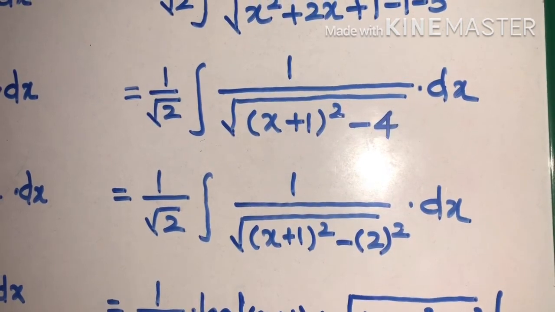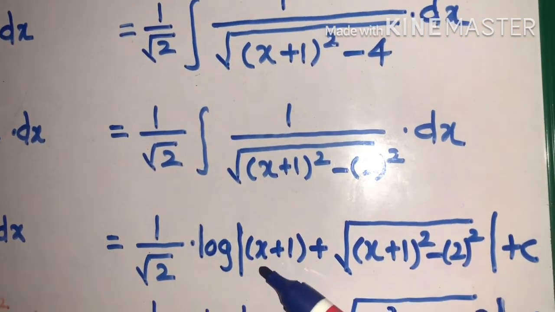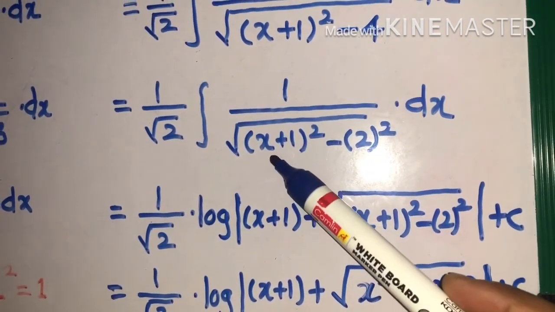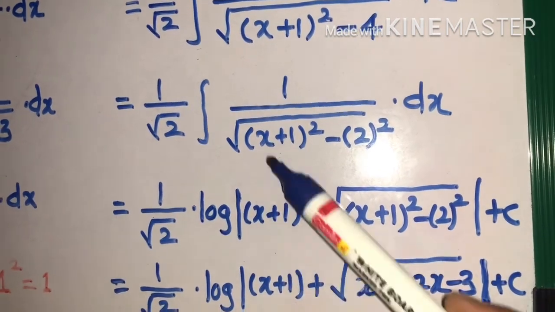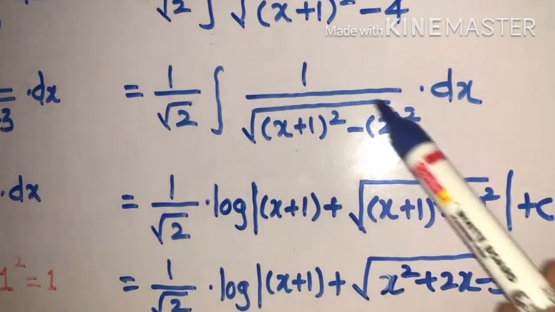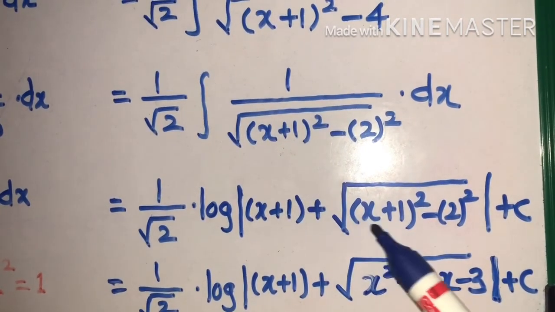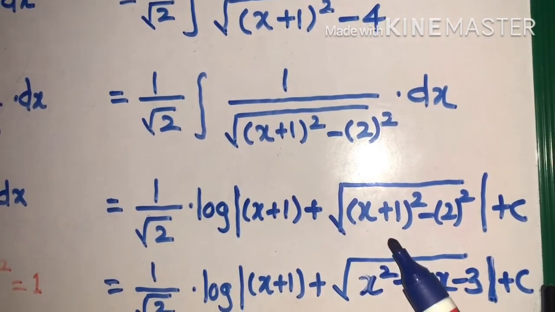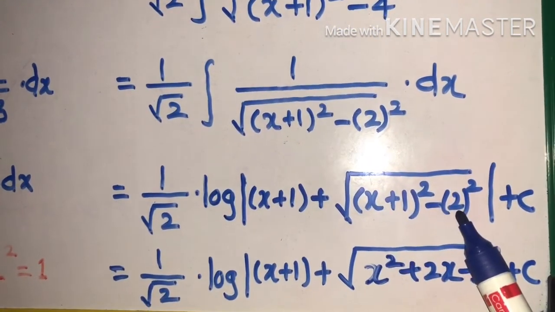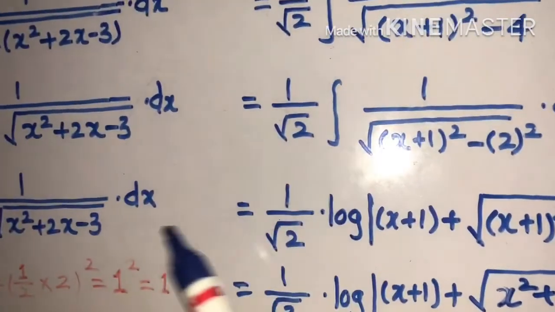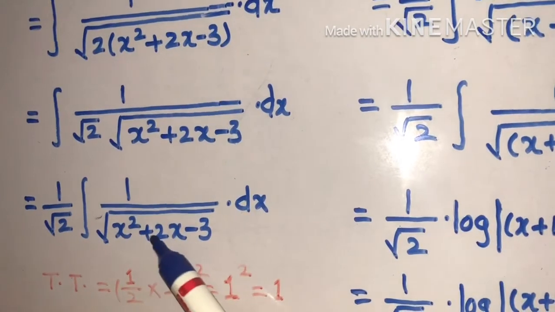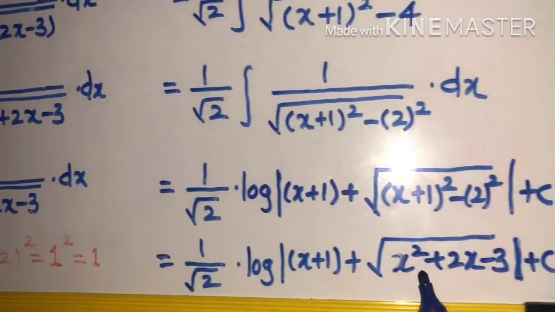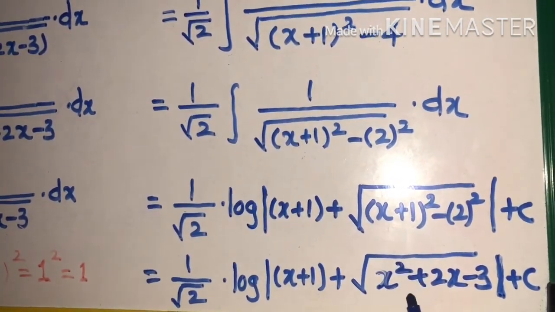So we have applied here the second result, that is log of mod of x plus 1. This is your x. X plus 1 is here your x. So log of mod of x, x means x plus 1, plus the same portion, take it here, that is root of x plus 1 the whole square minus 2 square inside the square root. So guys, when you simplify this one, of course we will get the value x square plus 2x minus 3. So this value we have to substitute at this position. That's it.